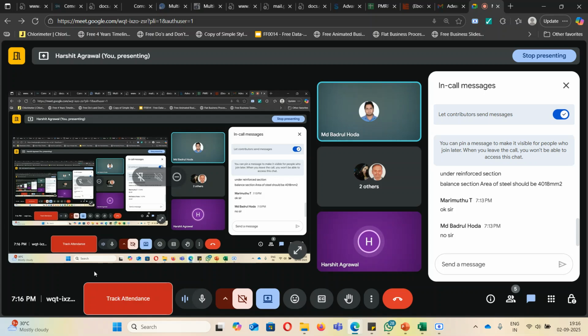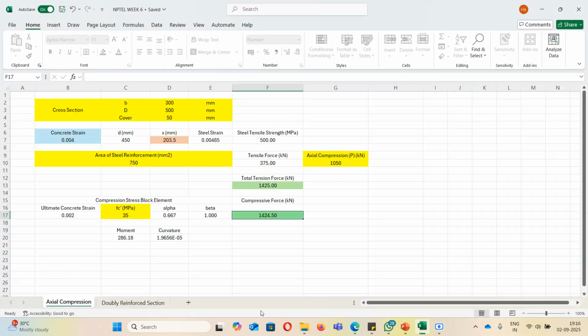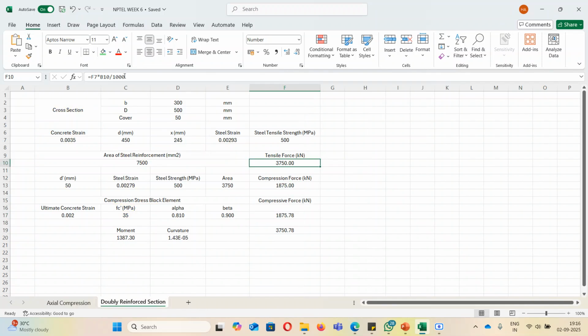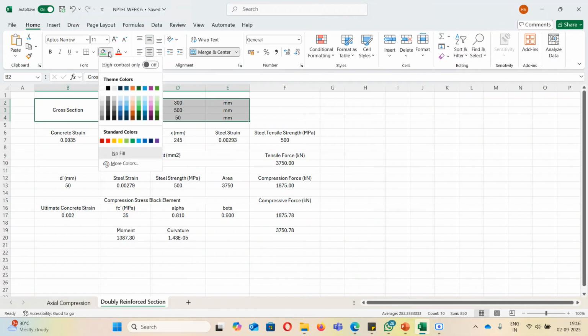Okay. So let's see the sheet. You are going in the right direction. Let's see in the sheet. So you can see this second sheet. Again, I know the cross section. Okay, you can mute yourselves now.